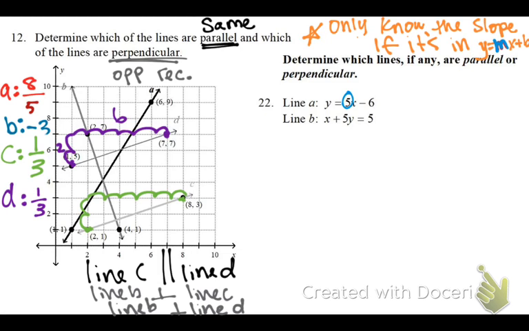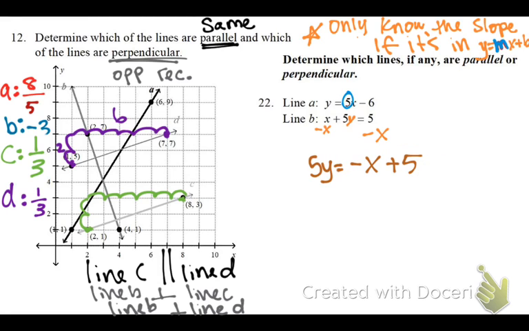The second, line B, is it written in slope-intercept form? No, it is not. So it would have y by itself. So what letter do we need to solve for? Kind of just told you. Y. We need to solve for y. So I need to get 5y by itself first. So what do I need to move over? X. So I'm going to subtract the x. So you got 5y equals... How do I subtract a letter from a number? I just write them next to each other.